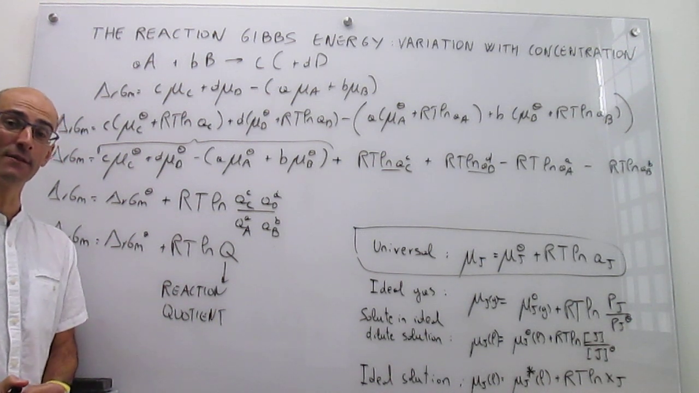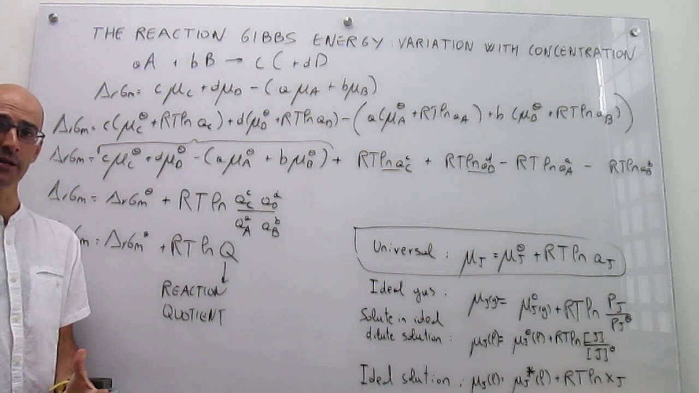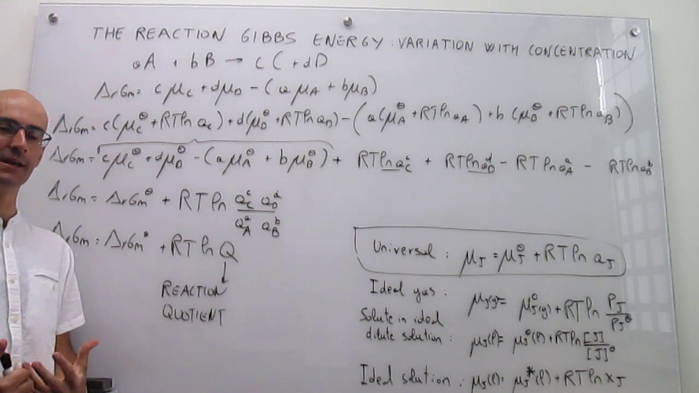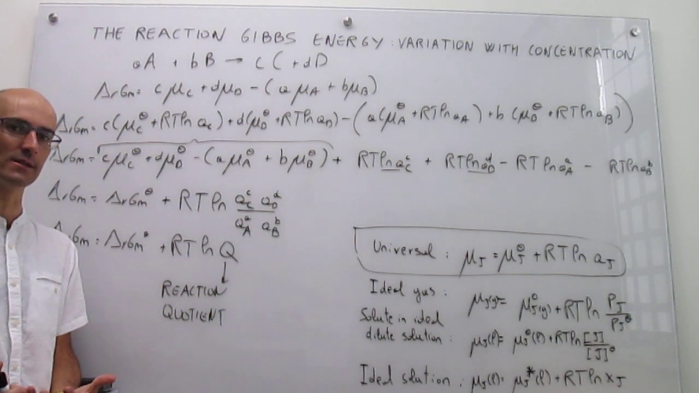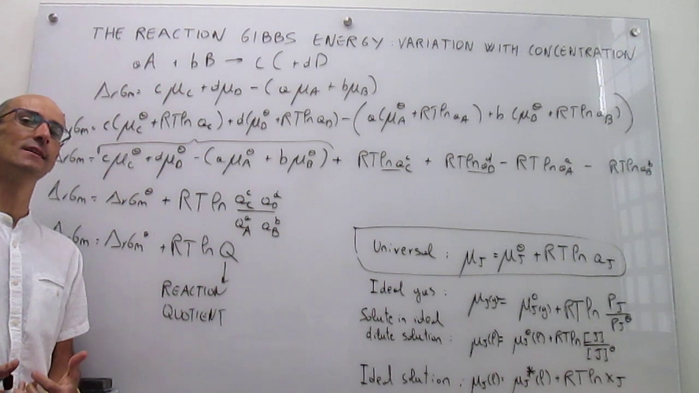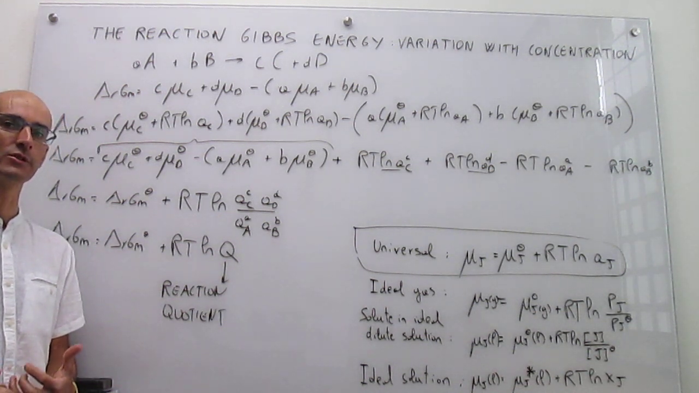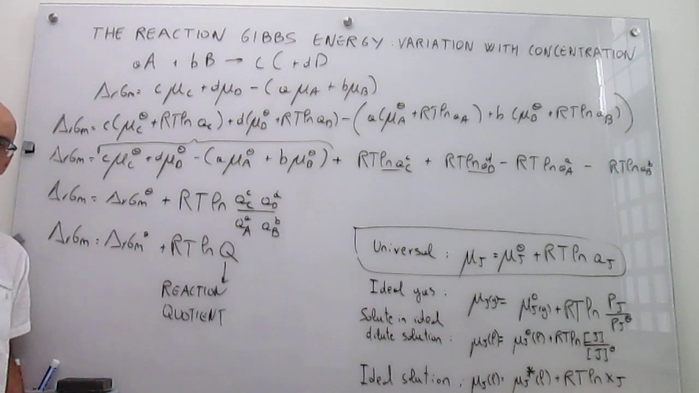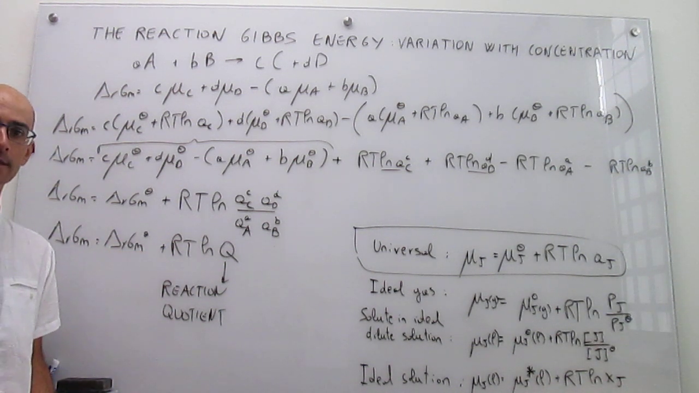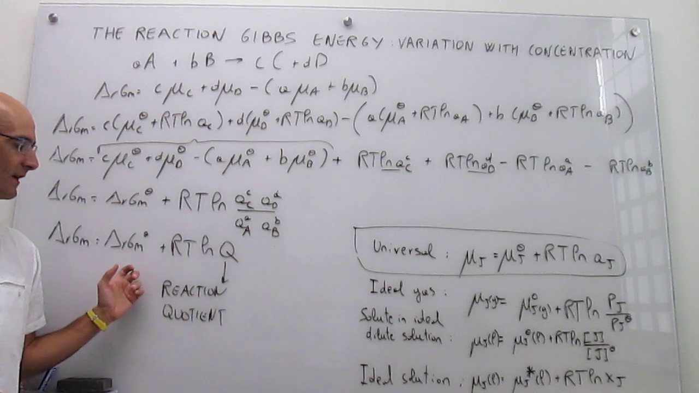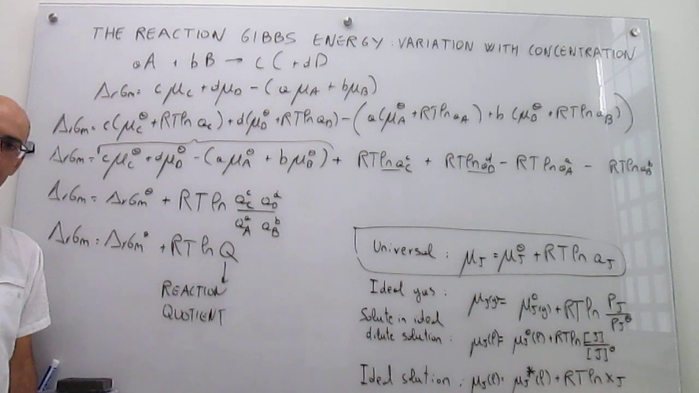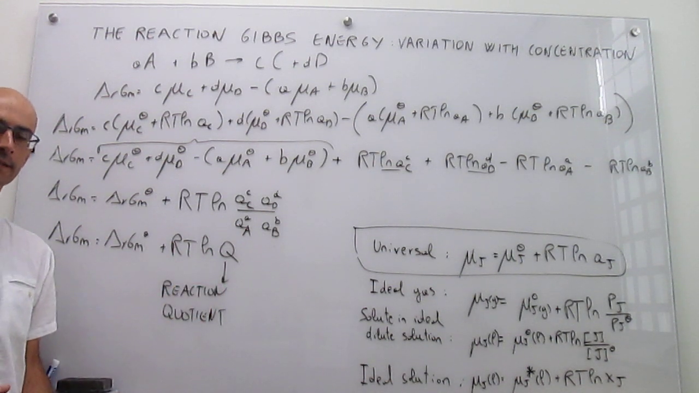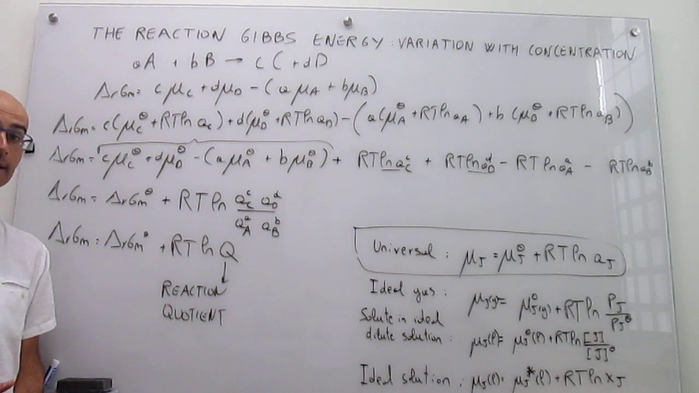All right, so in this video we have seen the root expression to calculate whether a chemical reaction is spontaneous or not under any set of conditions that we wish. That calculation only involves knowledge of the reaction Gibbs energy at the standard state, which is something that we can do really easily, and then a correction that depends on the reaction quotient, which is something that we're going to learn about in the next video.